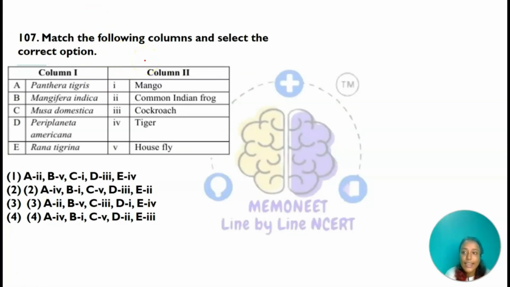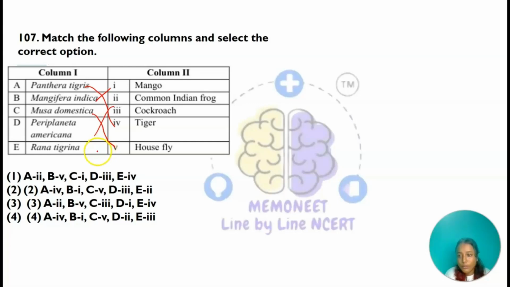So the next question is: match the following columns and select the correct option. In column 1 we have the organisms. In column 2 we have the common names. So now Mangifera indica is mango, that we know. Panthera tigris is tiger. Musca domestica, as we saw in the previous questions, is housefly. Periplaneta americana is cockroach.